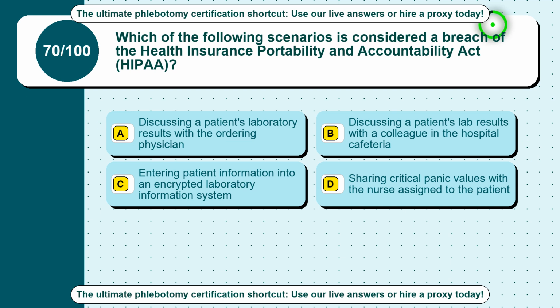Question 70. Which of the following scenarios is considered a breach of the Health Insurance Portability and Accountability Act, HIPAA? Option A. Discussing a patient's laboratory results with the ordering physician. Option B.